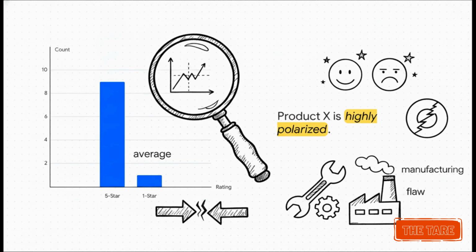Consider a completely different item, product X. It has 9 5-star ratings and 1 1-star rating. That averages out to exactly 4.6. But the distribution is totally polarized. Everyone either absolutely loved it or had a terrible time. That kind of split might indicate a rare but really serious manufacturing flaw.